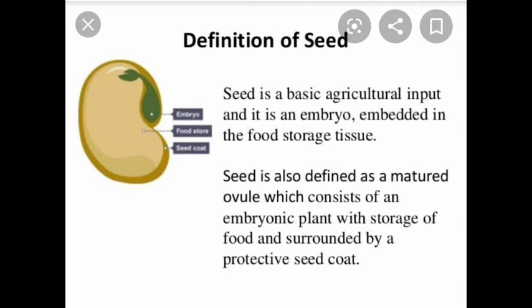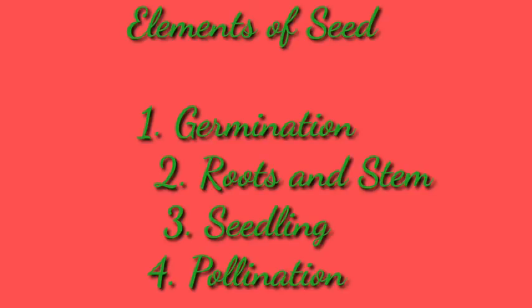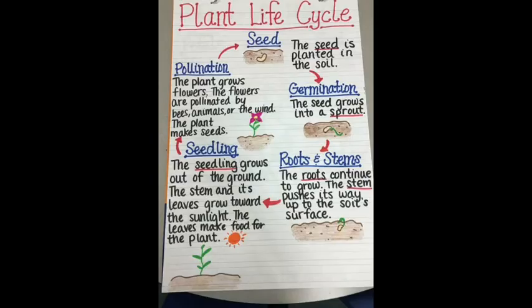So let's see the elements of seeds. There are 4 elements. First is germination, root and stem, seedling, and pollination. So first we will know the process of seeds. The seed is planted in the soil. First of all, we have to plant the seed into the soil. Then second is germination. When a seed grows into a sprout, that process is known as germination.